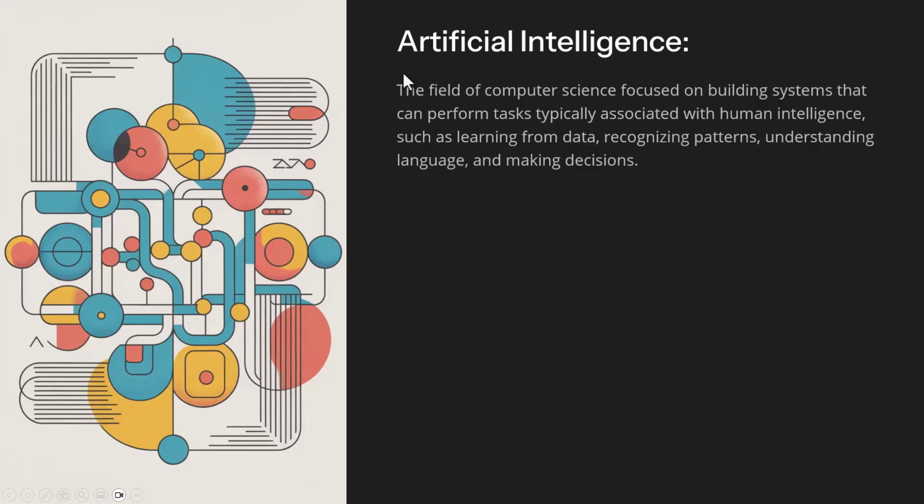It is the field of computer science focused on building systems that can perform tasks typically associated with human intelligence, such as learning from data, recognizing patterns, understanding language, and making decisions. The key here is that we are using computers in some way to mimic or perform tasks that are associated with human intelligence.